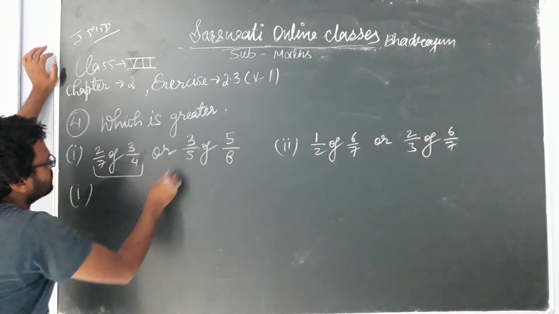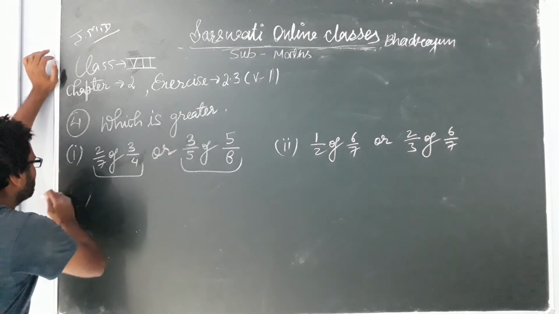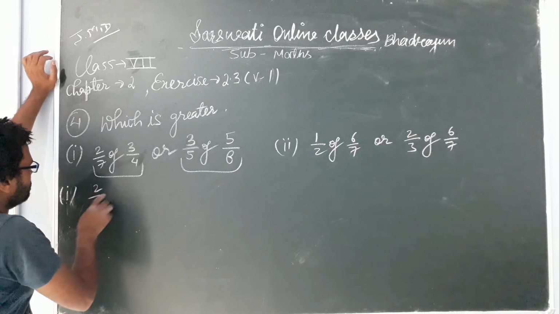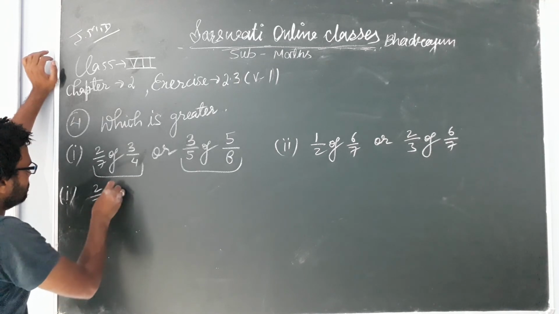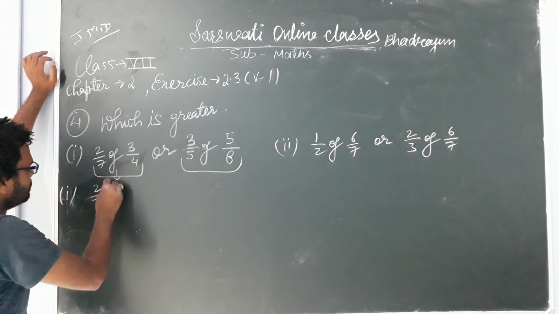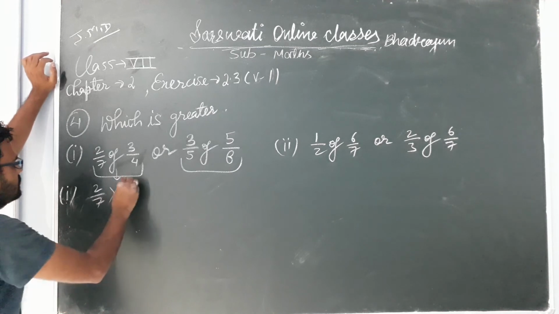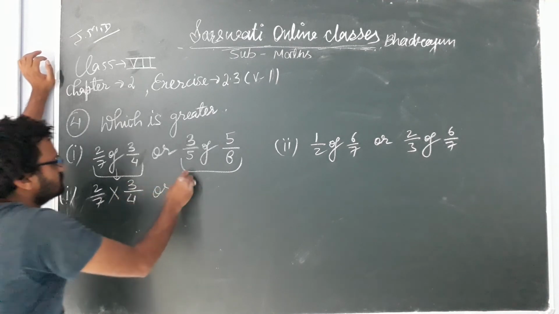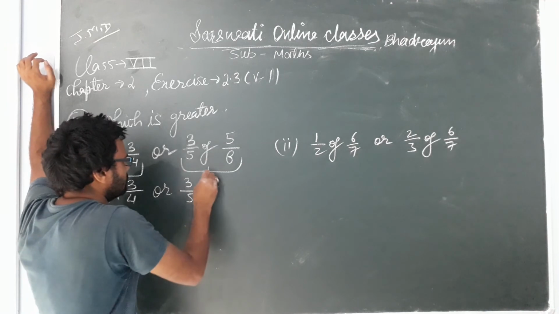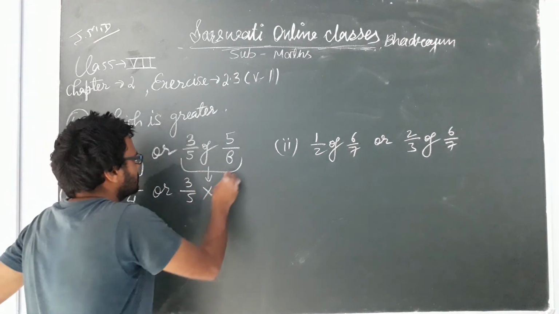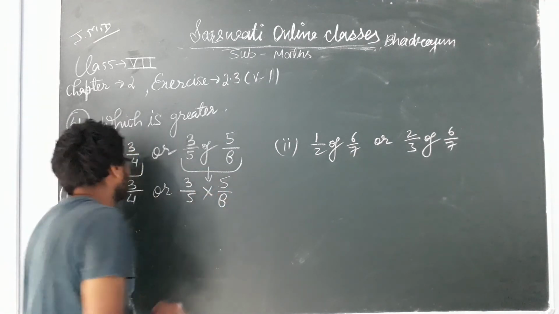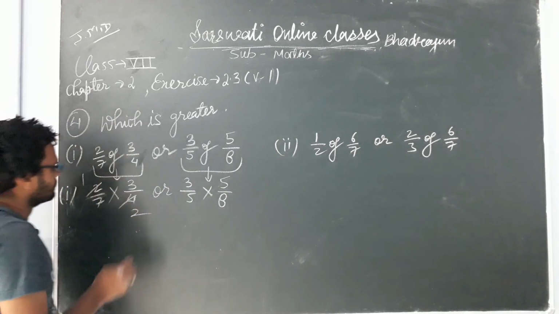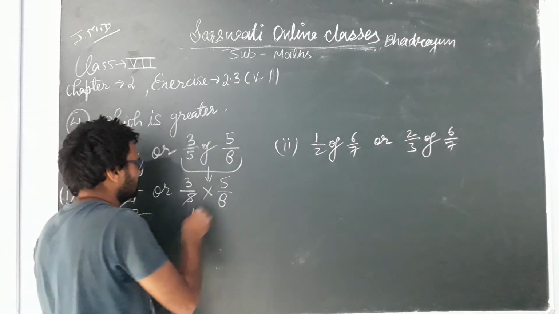We have to compare these two. First we will compare 2 upon 7 of 3 upon 4. Of is always replaced by a multiplication sign. Now this is 3 upon 5 of 5 upon 8, again of will be replaced by a multiplication sign. Now, 2 ones are 2, 2 twos are 4, and 5 ones are 5.